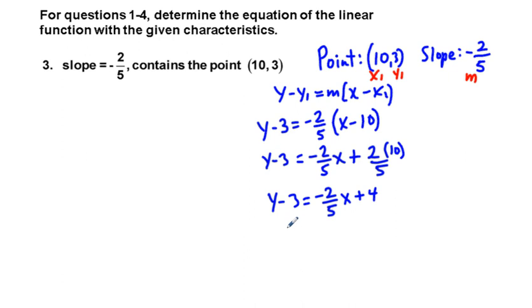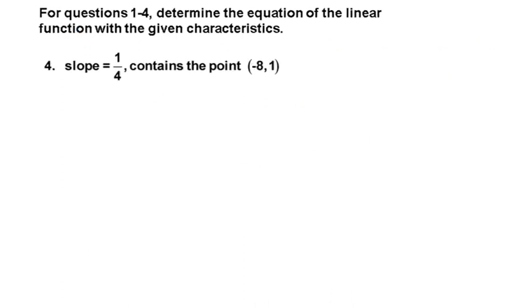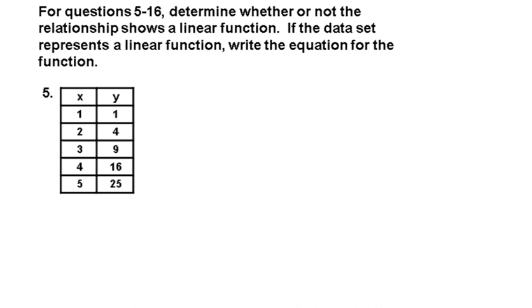And then now we're going to add 3 to both sides of this equation. And so we have y equals negative 2/5 x, and 4 plus 3 is going to be plus 7. And there we have it. Problem number 3 worked out. We're going now to problem number 5.